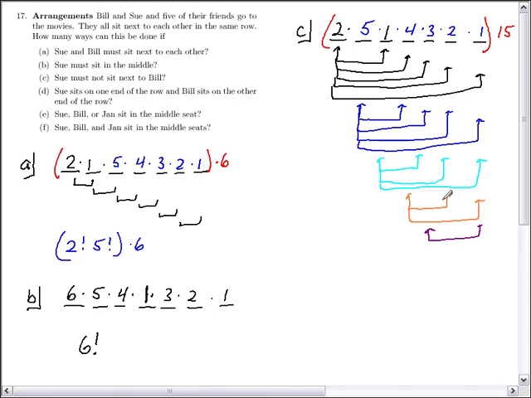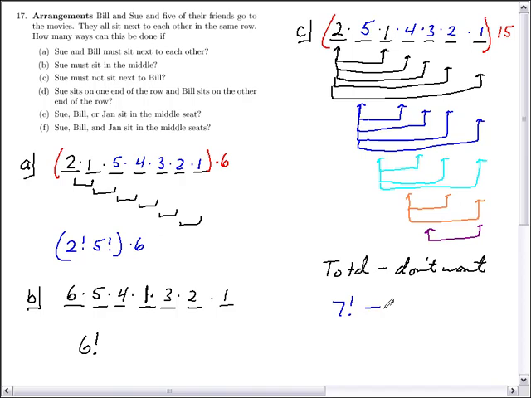Now if you think about this, there is another way of doing part C. Part C says we don't want them to sit next to each other. Sue must not sit next to Bill. Well, what's the opposite of that? If you think about it, all the different ways you can place them in the row, Sue and Bill can either be next to each other or they cannot be next to each other. So if we look at the idea of total minus what we don't want, well, total is place all 7 people in the row without any restrictions, and that's 7 factorial.